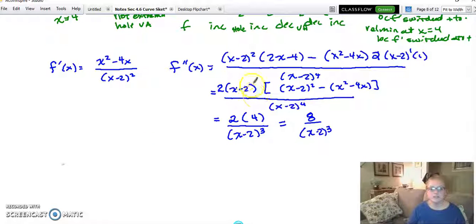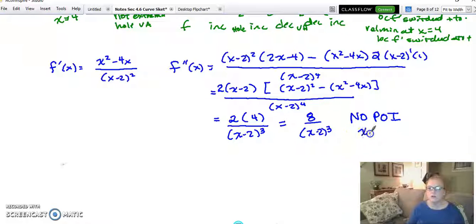And as complicated as that was, when you pulled out, I had a 2x minus 4 and a 2x minus 4 here, and then simplified the inside, FOILed this out, collected like terms, things canceled out, and you ended up with 8 over (x minus 2) cubed. What I know from that is that there are no points of inflection before I check anything, because there's no place where you're going to switch sign that was not already a discontinuity.